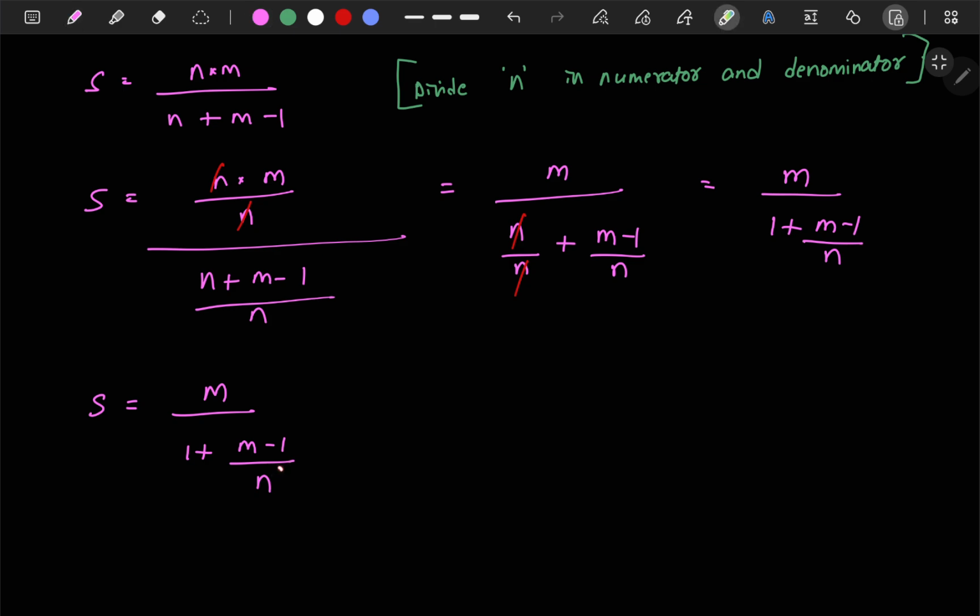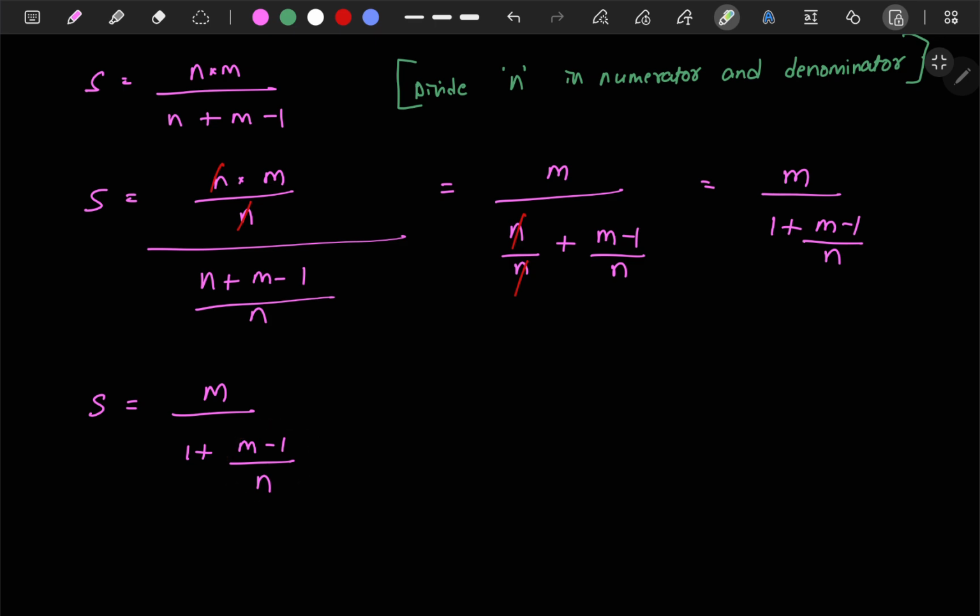Now we can observe that this n is the number of instructions. Now if I want to make s equal to m, what should I do to achieve this? I have to make this entire part 0. If this entire part is 0, then 1 plus 0 is 1, and we can achieve s equal to m. Now how can I make this entire factor 0?